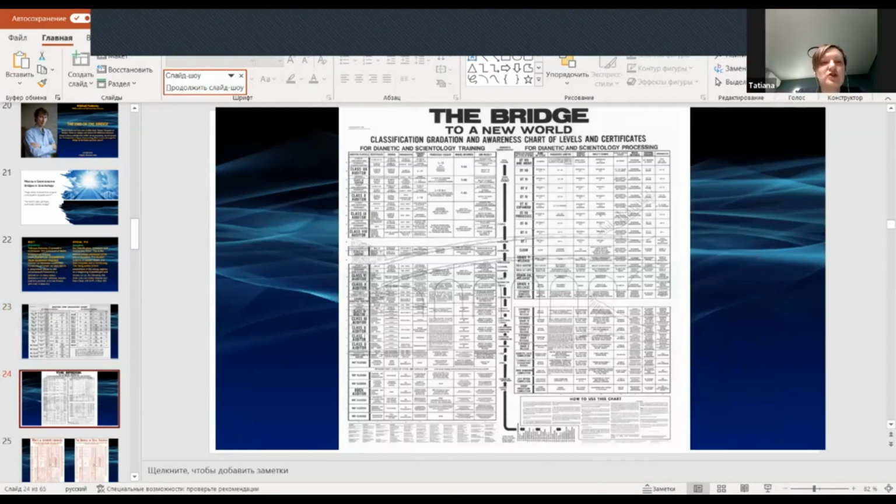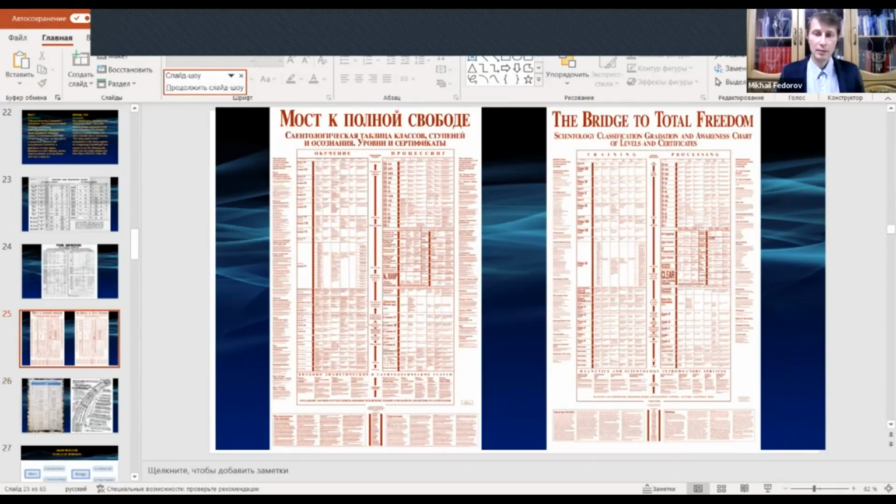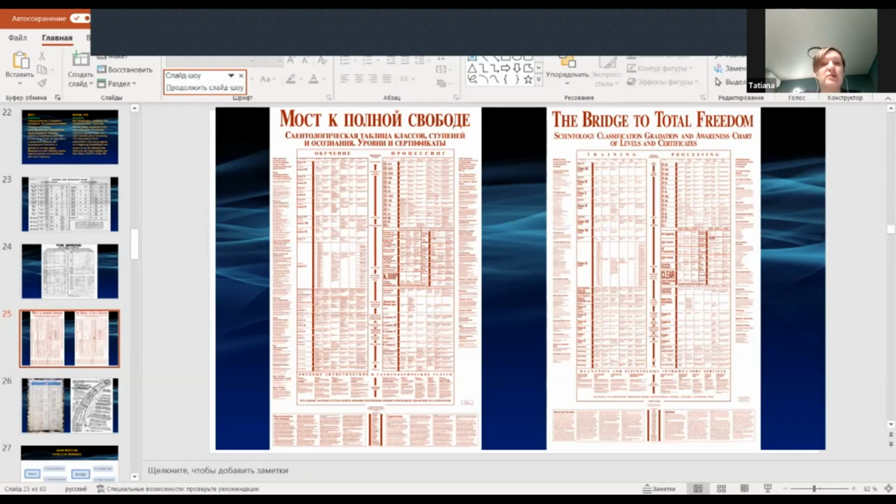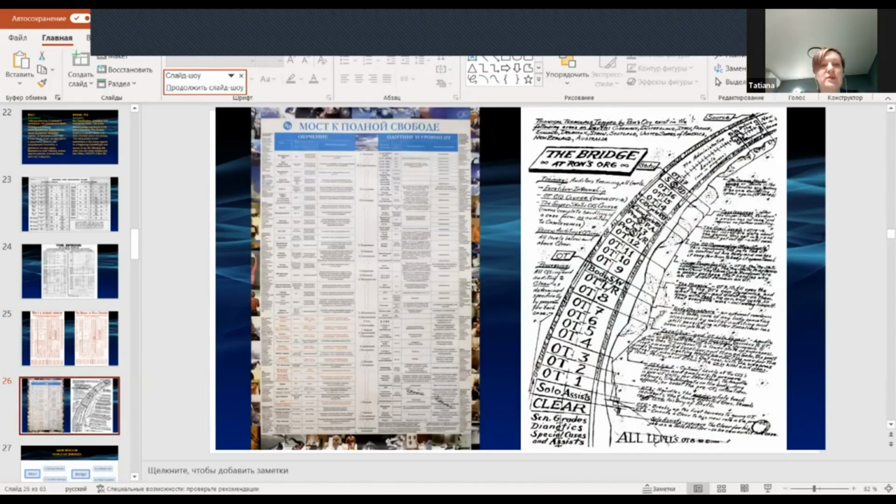This is the bridge to the new world. And unfortunately, we can't see the date on it. And now that's the bridge to total freedom. As you can see, the idea of what a person can achieve on the bridge varied with time. To the left is the bridge to total freedom, which is delivered in Ron's orgs. To the right is the bridge drawn by Captain Bill himself. It's up to OT 40, but it was soon developed up to OT 48.